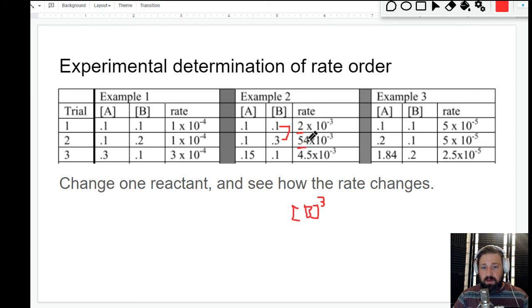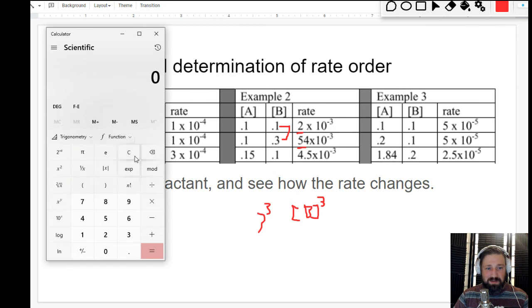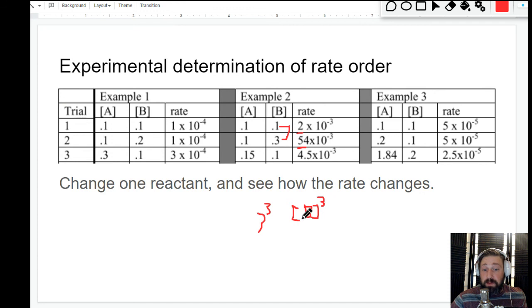I'm tripling this. So what's 3 cubed? What does that turn out to be? Where's the cubed button? There is no cube button. It's 3 times 3 times 3, 27. There we go. Yep. Okay. So we know that B is to the third power. It's third order in relation to B.